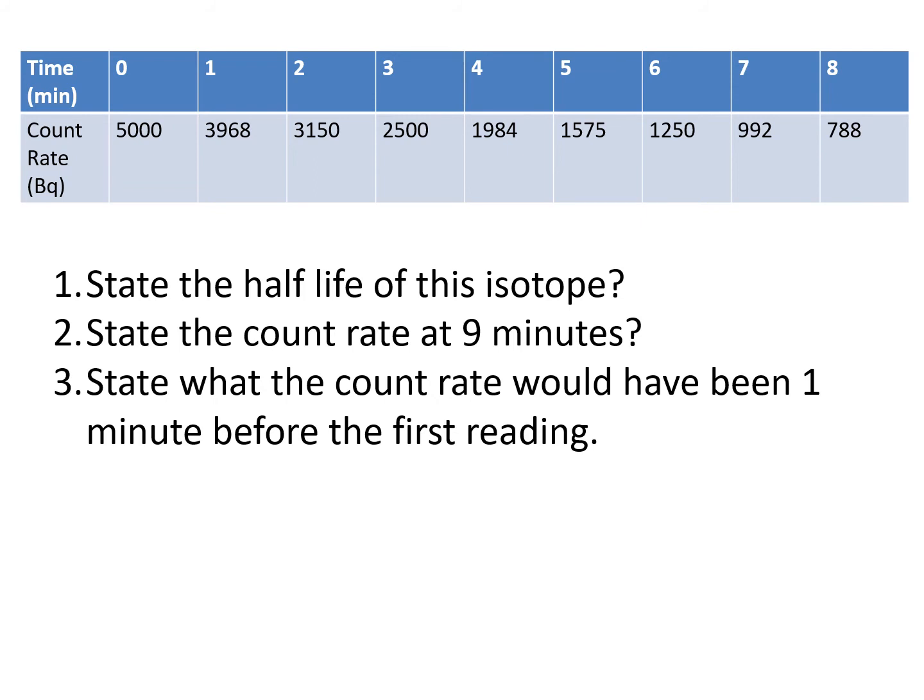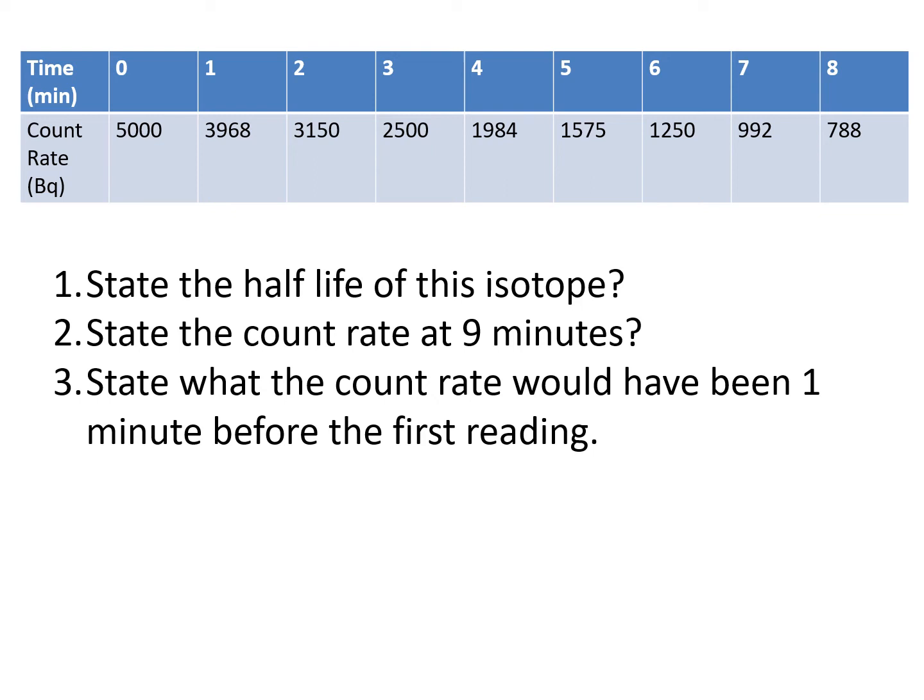In this particular case, we'll take a look at that 5000 number. Use your calculator to half 5000 and you'll find it's 2500. So let's have a look. How long did it take to get to 2500? It took 1, 2, 3 minutes. So therefore, the half-life of this isotope is 3 minutes.